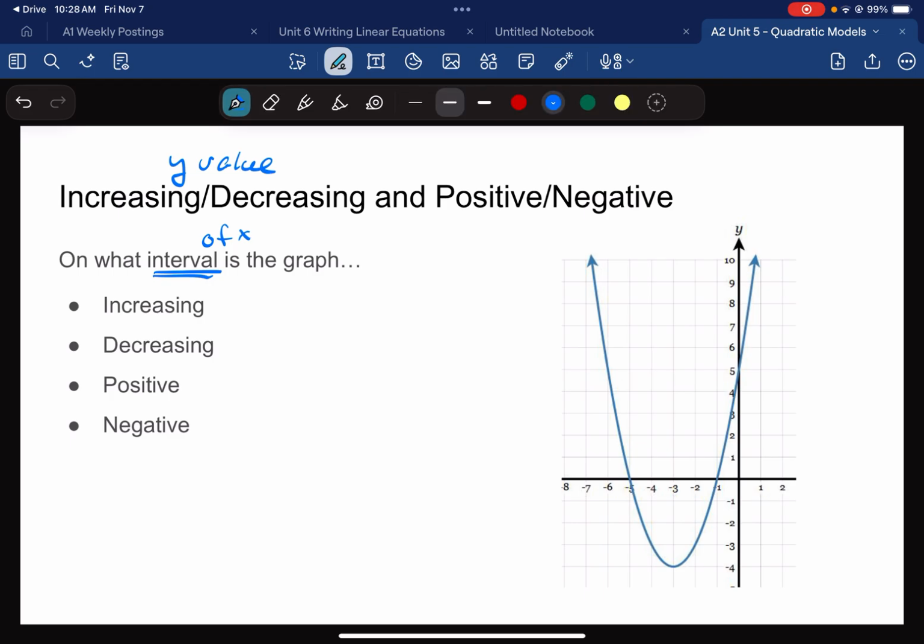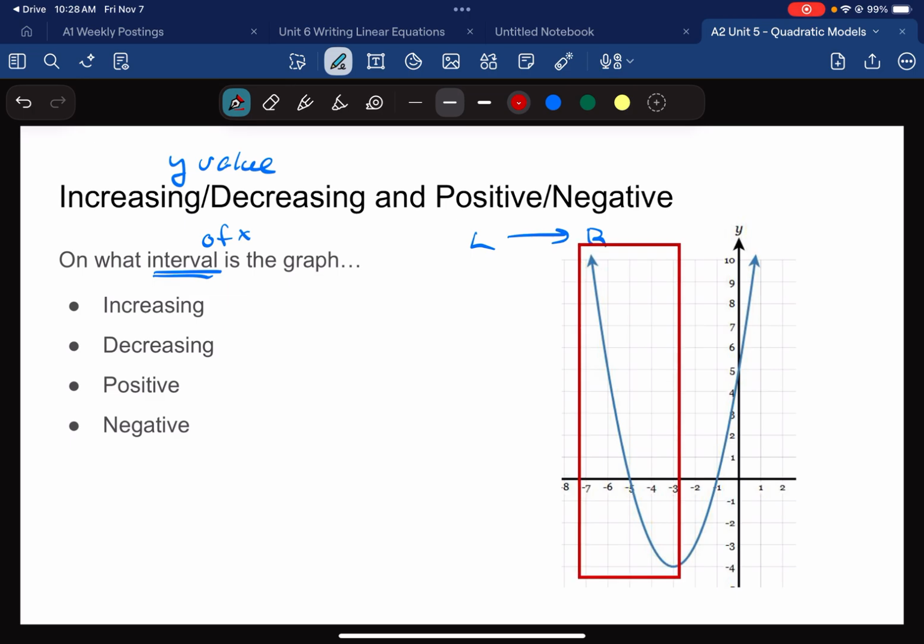So pretend you're on a roller coaster and you're moving left to right, okay? And you're going, in this case, downhill. So the y values are decreasing, and they are decreasing from here all the way to here. And so in this area, I see the graph as decreasing. The y value is decreasing, okay?